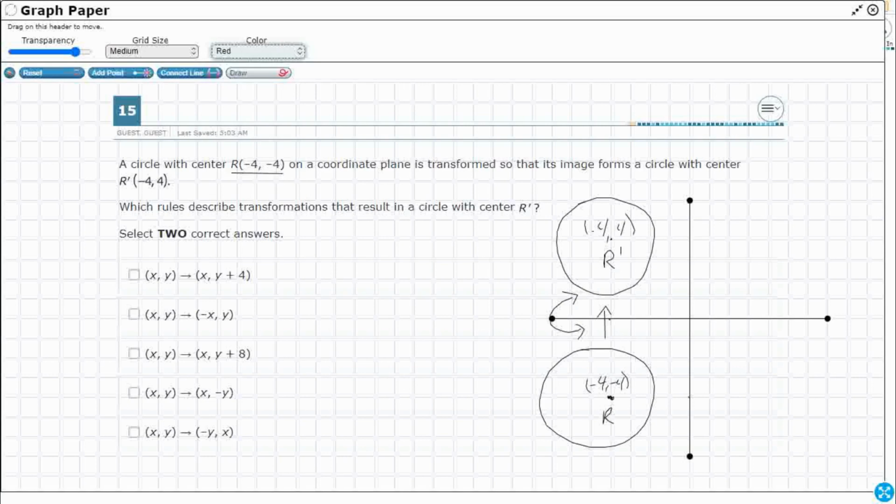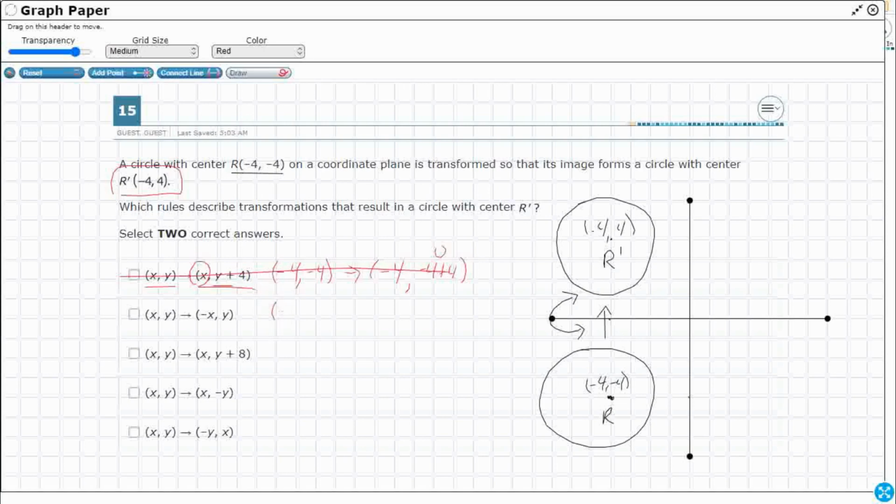So the first rule is (x, y) goes to (x, y plus 4). We're going to take this r, the -4, -4, and use this rule. The x stays the same, so -4, and then the y is plus 4. So I take -4 plus 4, which gets me 0. That's -4, 0. I'm looking for -4, 4. So no on that one.